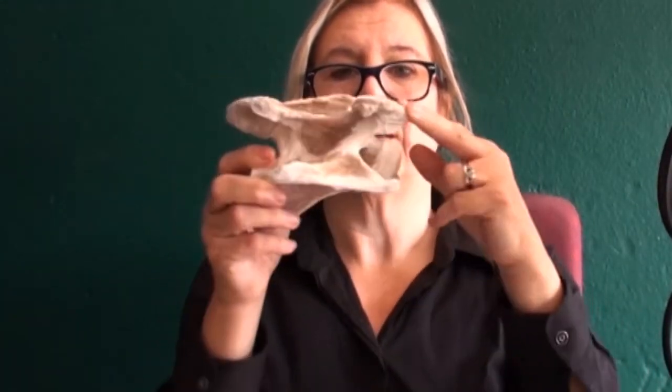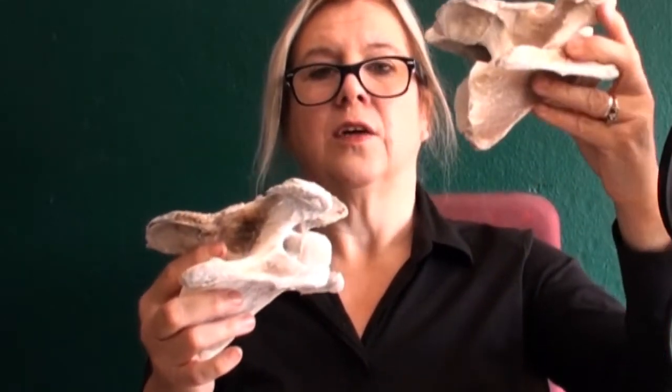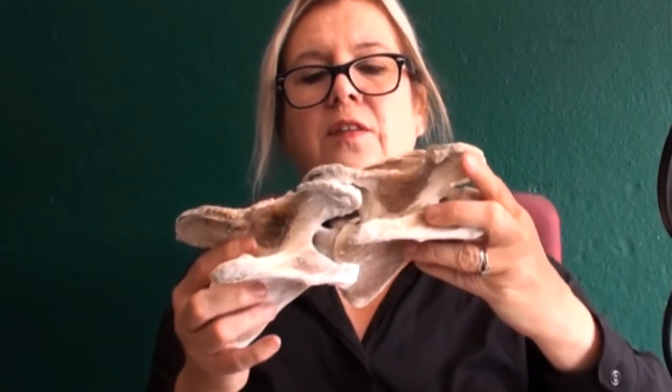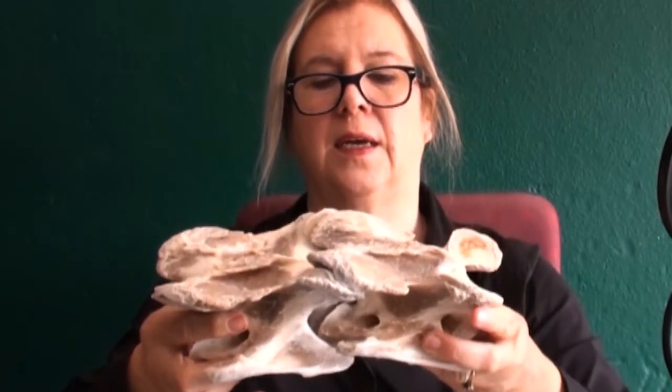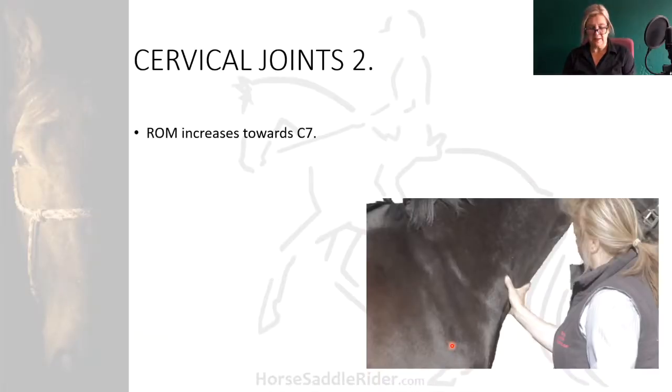So there are 2 facet joints here and here, an intervertebral ball and socket joint here, and this is cranial, this is caudal. Cranial fitting on top of the caudal vertebra, and they easily laterally flex. Range of motion progressively increases towards C7, then is very limited at the cervicothoracic joint.